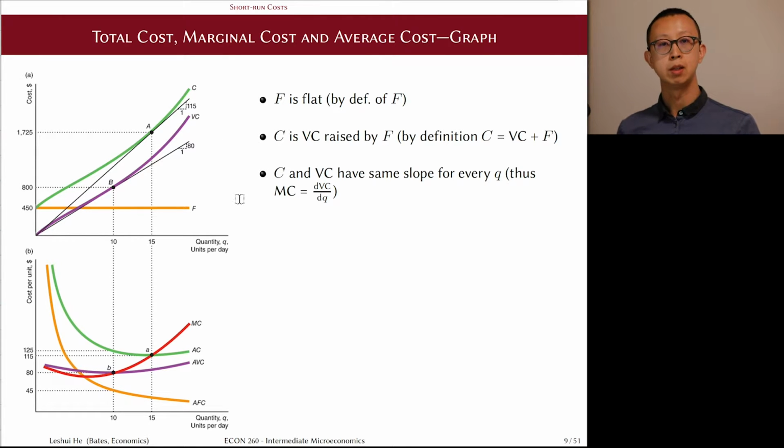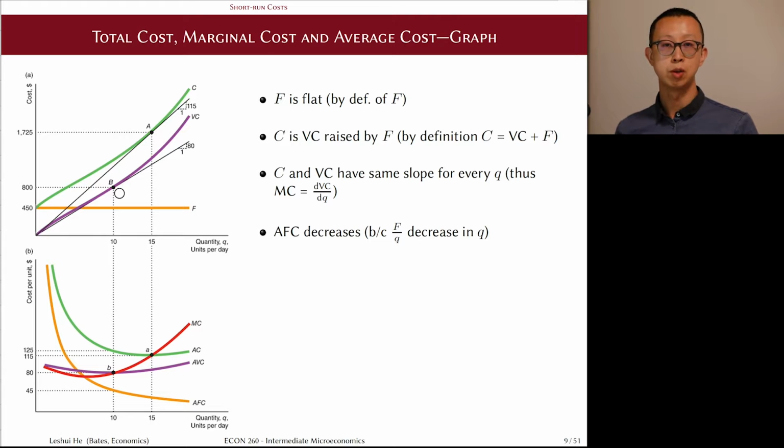Also because of this, the variable cost and the total cost curves are exactly the same shape. This means that these two curves have exactly the same slope at each and every output level. In other words, marginal cost, which is the slope on the total cost curve, is exactly the same as marginal variable cost, which is the slope on the variable cost curve.